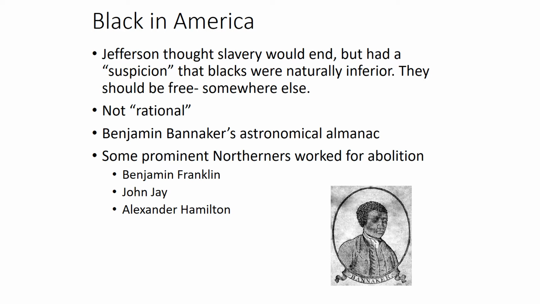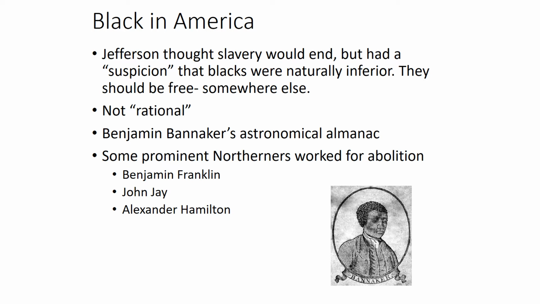But he believed that people of African descent did not, so he thought one day slavery should end and all the black people should be free somewhere else. And his viewpoint that black people were inferior was based on his assertion that they were incapable of rational thought. They were just guided by their passions. And that's where Benjamin Banneker comes in. He wrote an astronomical almanac. He also later was one of the people who surveyed and designed the capital of Washington, D.C.